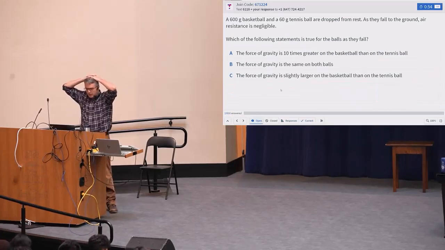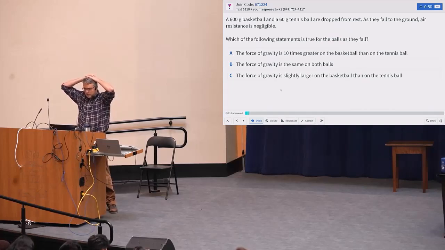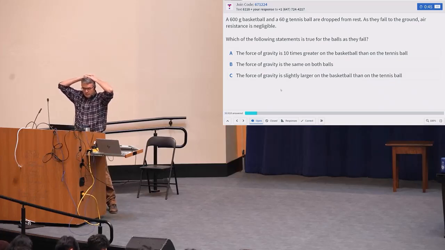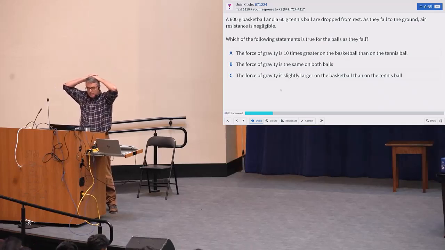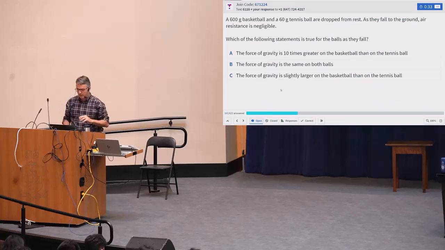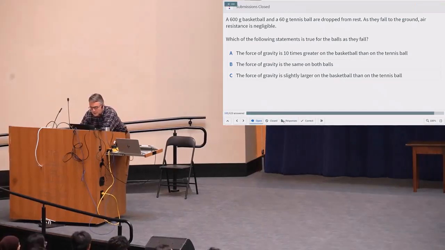So, same situation. A 600-gram basketball and a 60-gram tennis ball are dropped from rest as they fall to the ground. Assume air resistance is negligible. Which of the following statements is true? A, the force of gravity is 10 times greater on the basketball than on the tennis ball. B, the force of gravity is the same on both balls. Or C, the force of gravity is slightly larger on the basketball than on the tennis ball. I like to predict here, C.